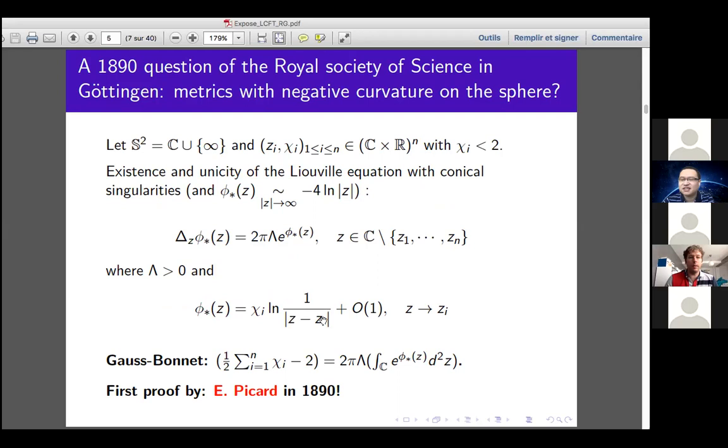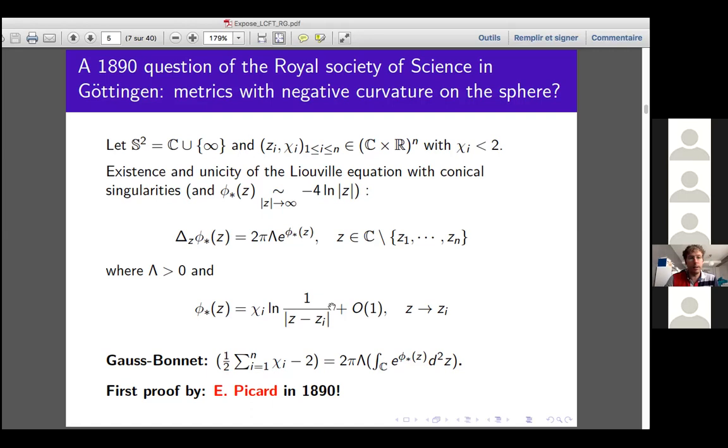So, I just said that you necessarily have this relation by using the Gauss-Bonnet theorem on the Riemann sphere. If you want existence and uniqueness for this equation, you need the sum of the weights you put at the different points, the conical singularities, to add up to more than 4. This ensures that one half of the sum is bigger than 2. This was proved the same year it was asked by the Royal Society, by Émile Picard, who showed existence and uniqueness for this equation.